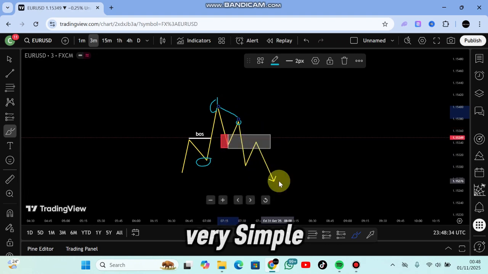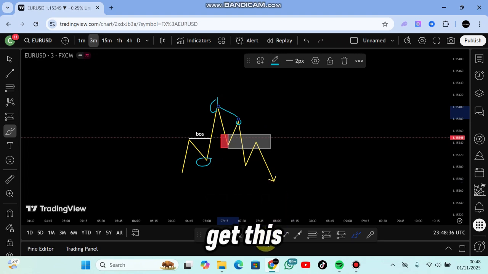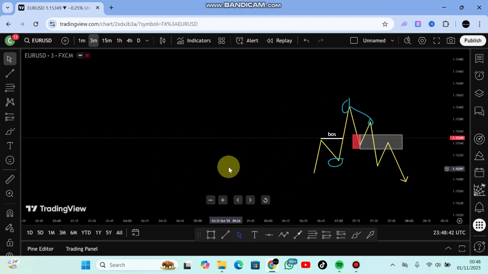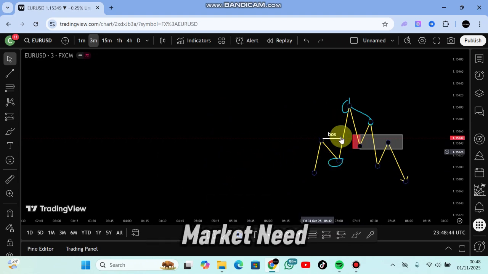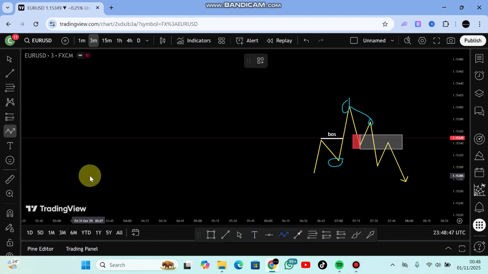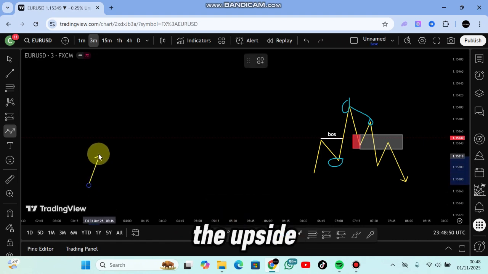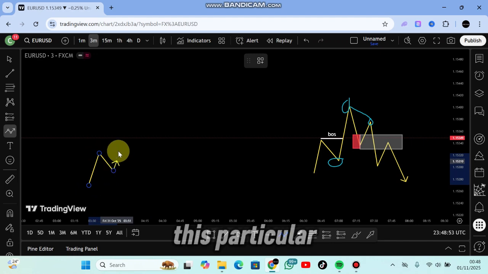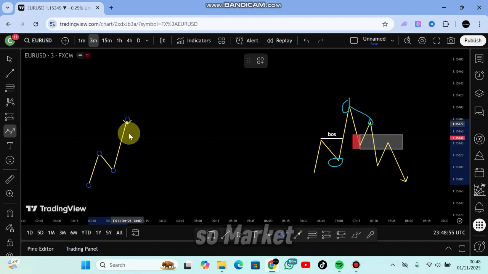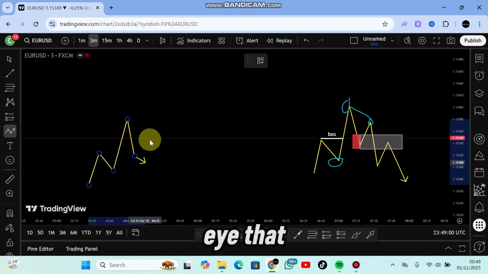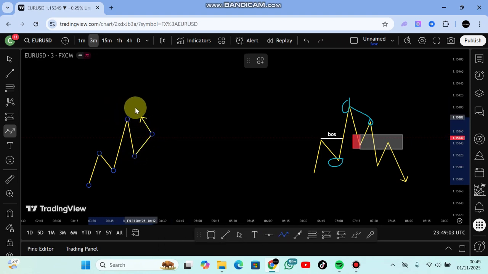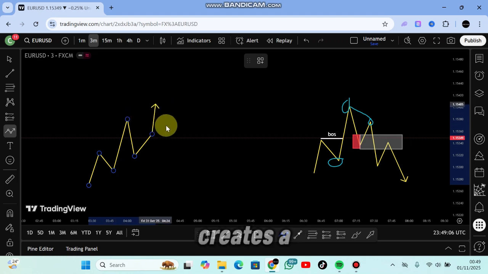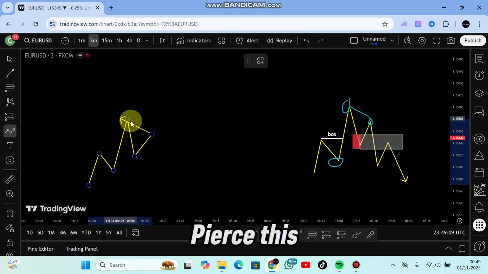It's really very simple. So for you to get this, I think I need to draw this again. For you to get a bearish mitigation block, the market needs to be in an upward trend, which means the market is breaking structure to the upside. So once the market creates this particular swing high, what is it looking for? The market to retrace, then create a swing high that is unable to take this previous high. So once the market creates this swing high that is unable to pierce the previous high, all you need to do is simply what?